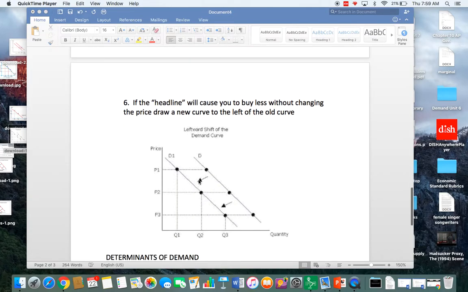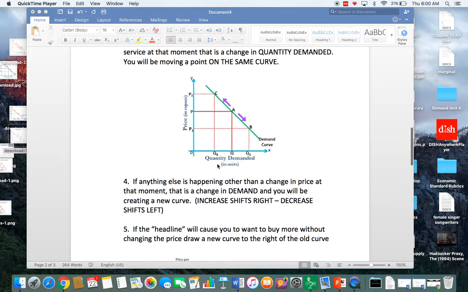And then this is a decrease in demand. So if the headline is going to cause you to buy less without changing the price, so if this is the price, we're saying at that price, I'm willing and able to buy less. At this price, willing and able to buy less. At this price, that creates our whole entire new demand curve that's to the left of the old one. Movement on the same curve, change in price of the product today.